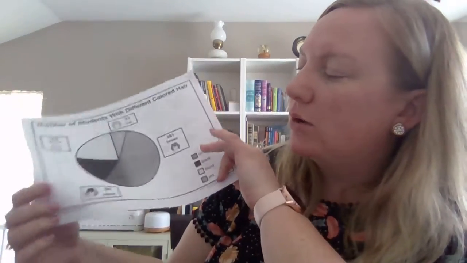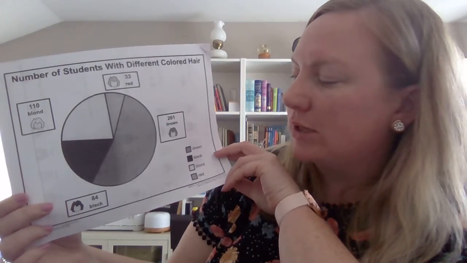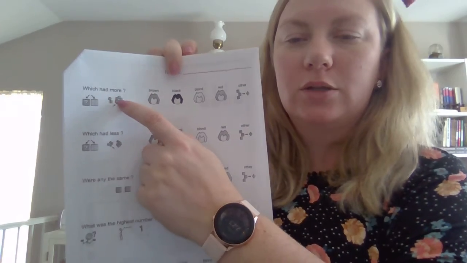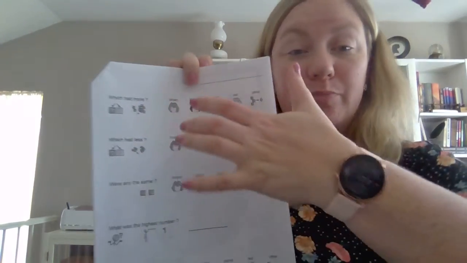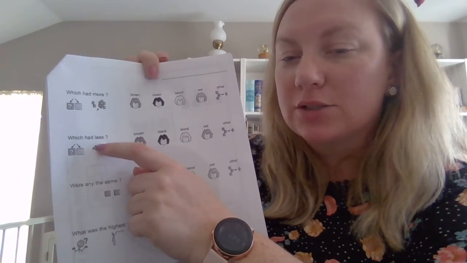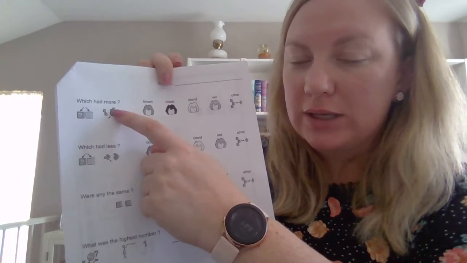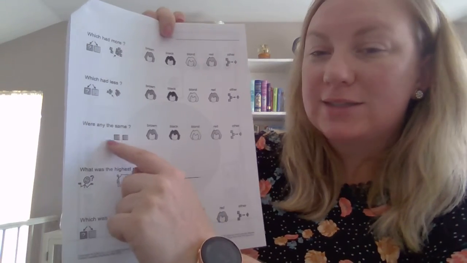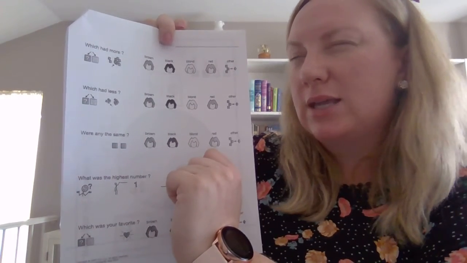Great. So let's see what kind of questions we're going to be asked about our graph. They want us to find out which group had more, right? So we're going to look for the bigger. More is bigger. Which had less, or the smallest group. Okay, so we're going to look for the biggest group, the smallest group. Were there any that were the same? Okay, so any that are the same.